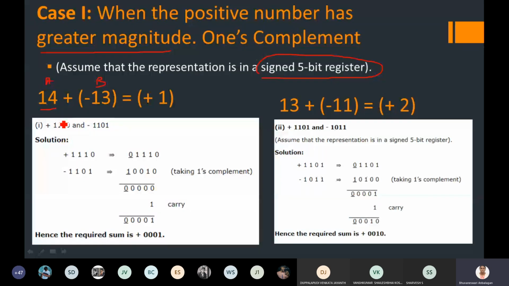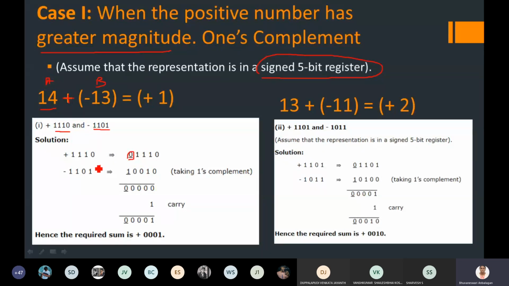So for 14, the binary equivalent is 1110. For 13 the value is 1101. For minus 13, I need the complement of it. So I'm going to add these two numbers. This is going to be plus 14, and this is going to be minus 13. Now I have to add the two numbers, right? So 1100. What sign bit am I going to use here?